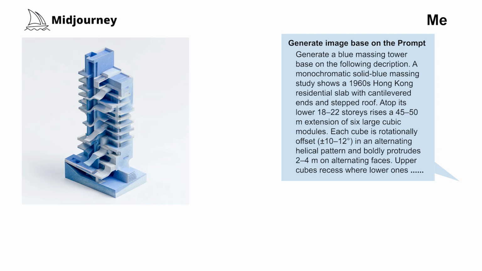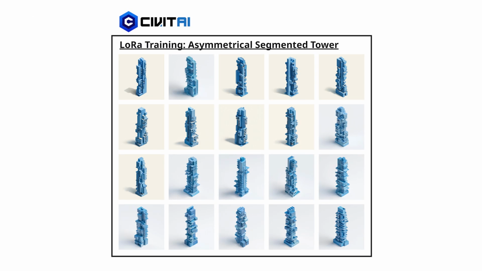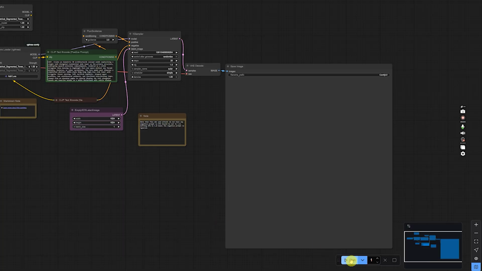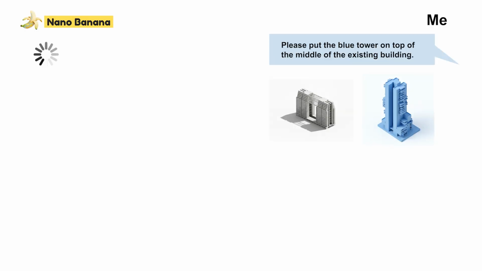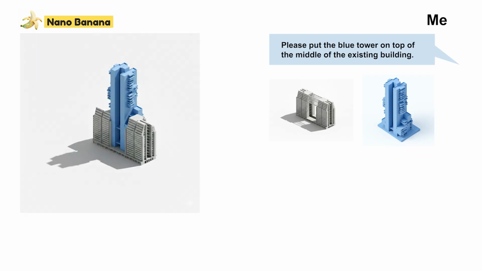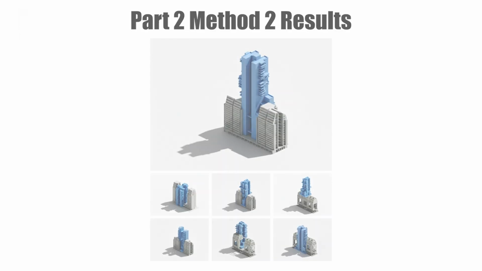For Method 2, it is using the ultimate prompt in Midjourney to create conceptual images. Then the images are used to train a LoRA model inside Civit AI. The LoRA is then used in Comfy UI using a Flux image generation model to create the desired images of the new upward tower. Then Nano Banana is used to combine the 2 parts together. This method gives higher control to generate more desirable images. However, the connecting junction is weird.